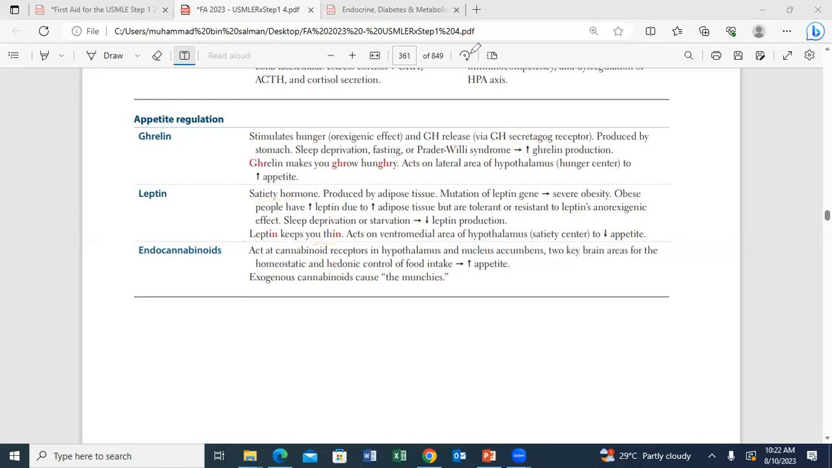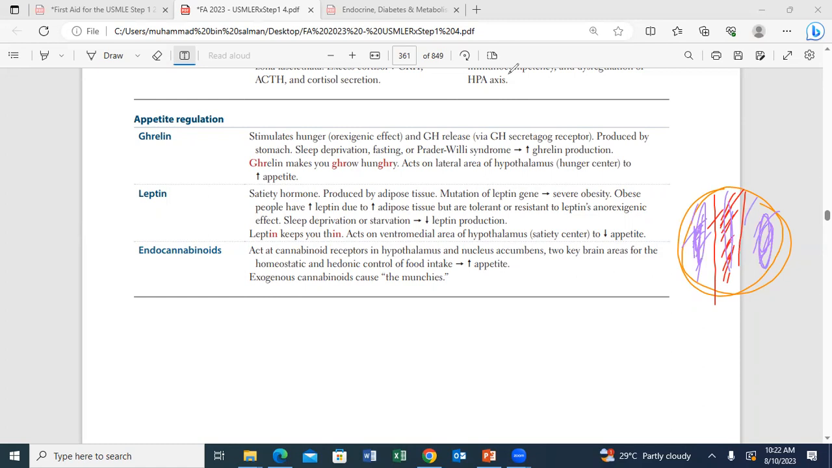And where is it acting? It acts on the ventromedial area of the hypothalamus. So if I draw a hypothalamus over here, this is, for instance, the hypothalamus. The ventromedial areas are involved in satiety, and the lateral areas are involved in appetite. So ghrelin is working on these lateral areas, and leptin is working in the ventromedial area. Just a very rough diagram just to make you memorize the areas where leptin and ghrelin work.